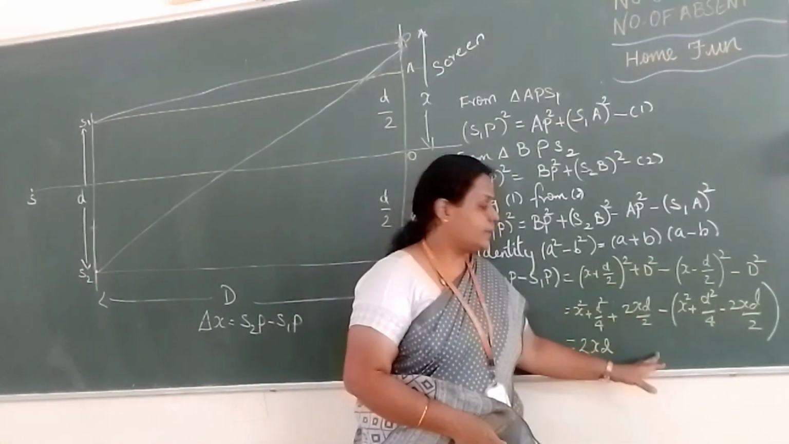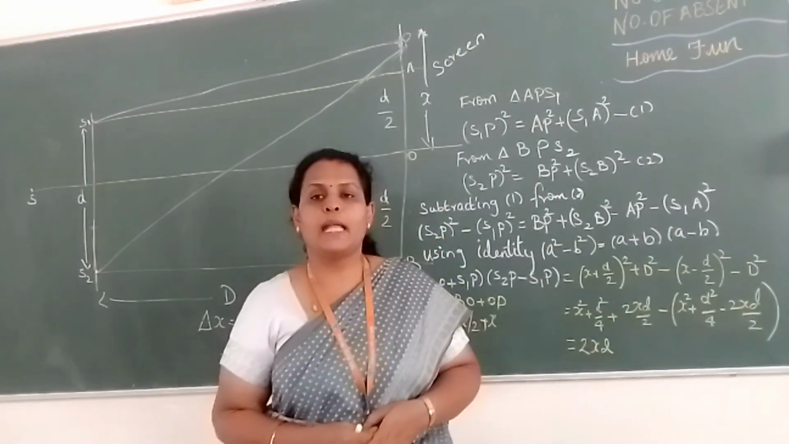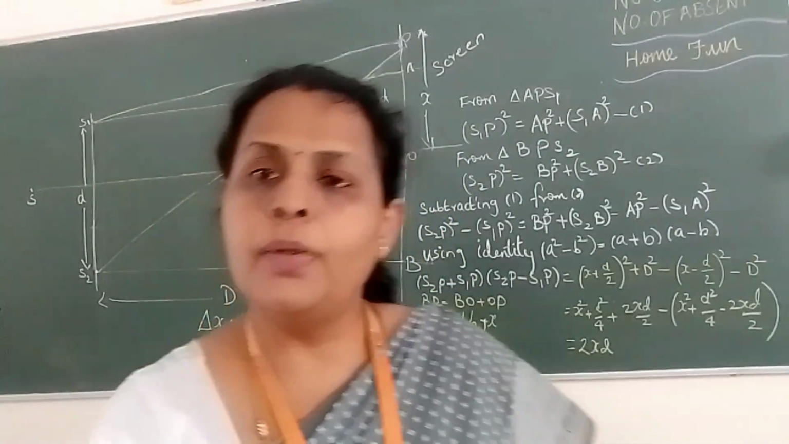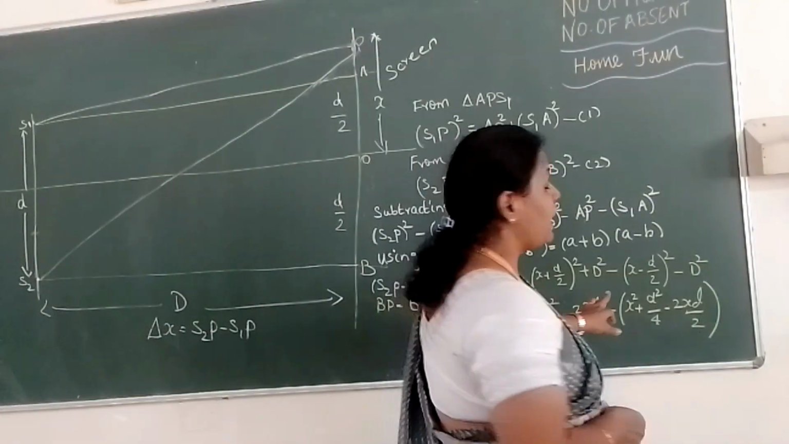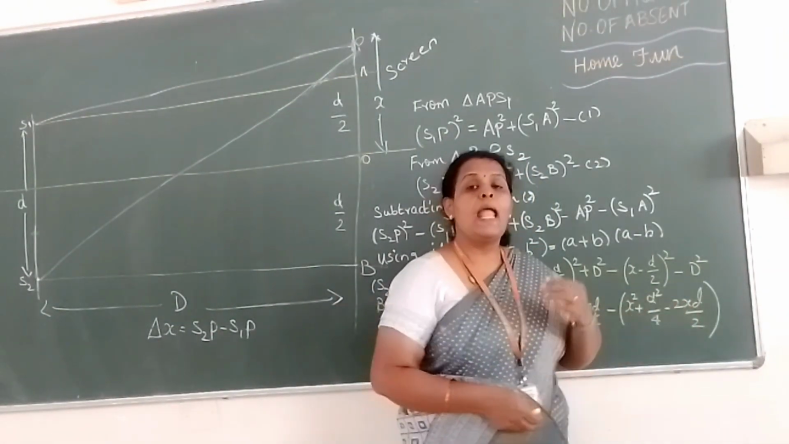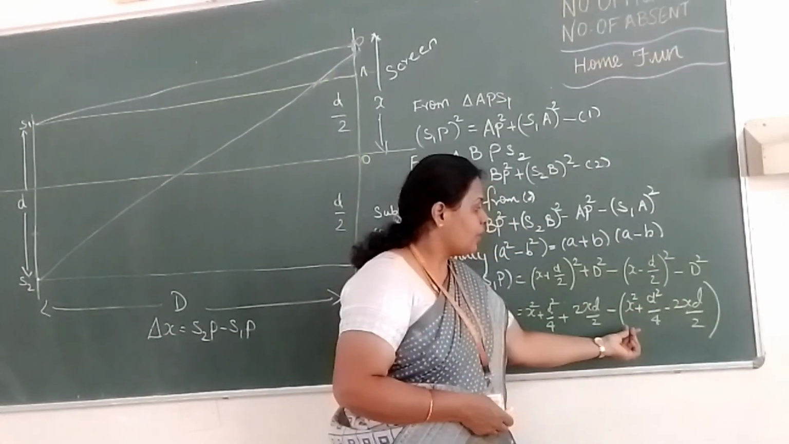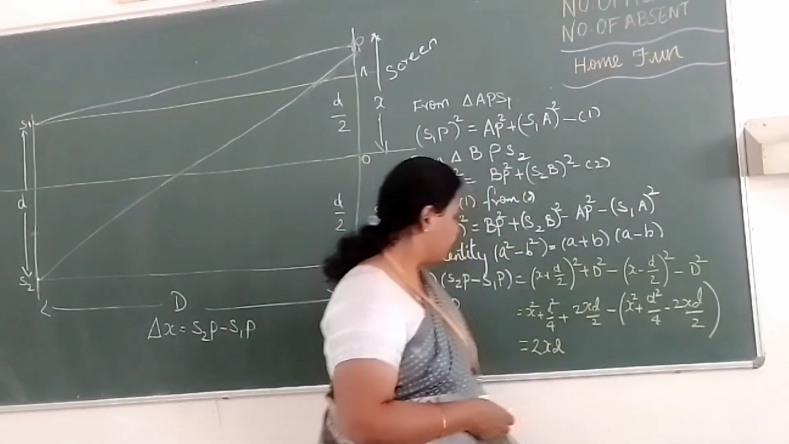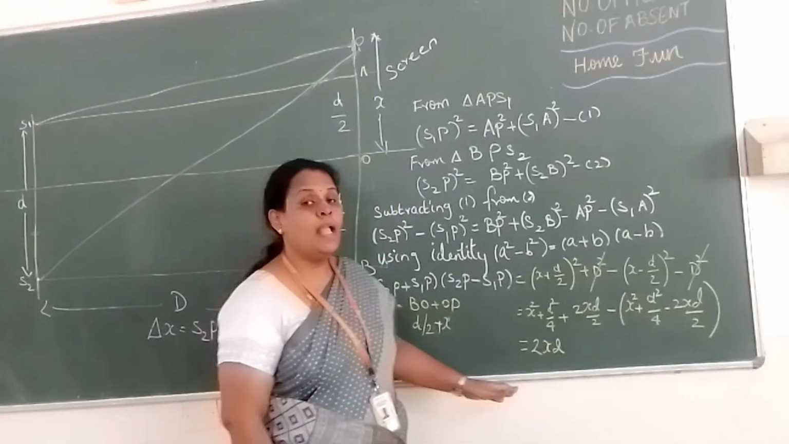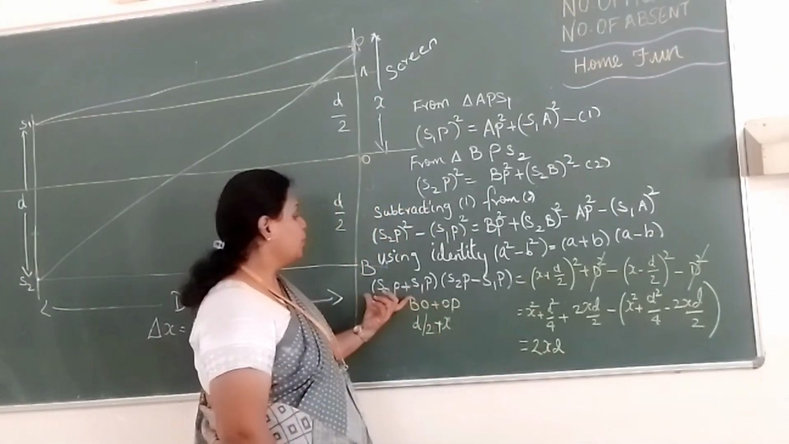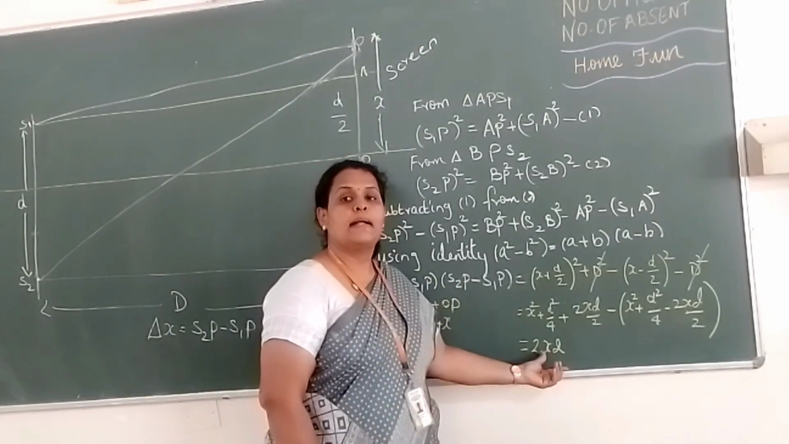So if I substitute like this, and this is looking like A plus B the whole square, right? So what is the formula for A plus B the whole square? Yes, we all know it's A square plus B square plus 2AB. And for this one, x minus d by 2 the whole square is looking like A minus B the whole square, am I right? So we can write it as A square plus B square minus 2AB. And this plus D square and minus D square will get cancelled. And at the end we will be getting S2P plus S1P into S2P minus S1P equal to 2xd.